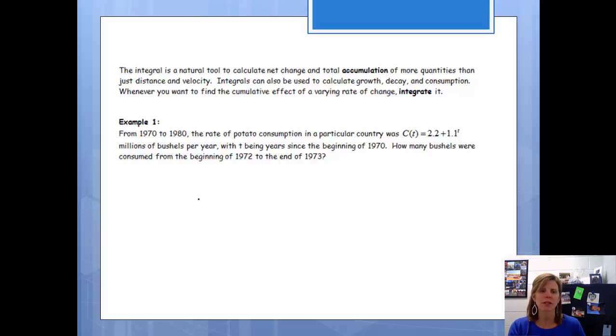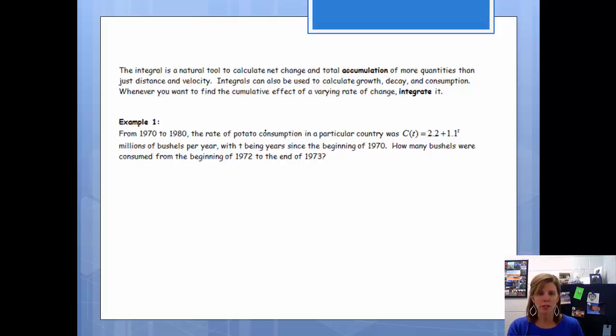So this first example says, from 1970 to 1980, the rate of potato consumption in a particular country was C of t equals 2.2 plus 1.1 to the t millions of bushels per year, with t being years since the beginning of 1970. How many bushels were consumed from the beginning of 1972 to the end of 1973?